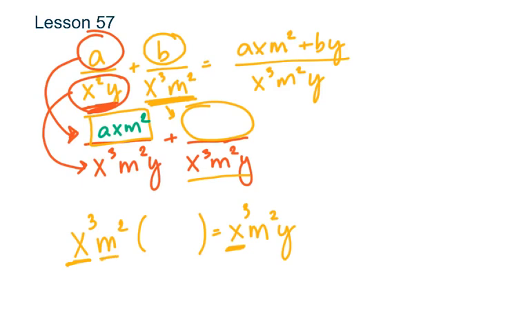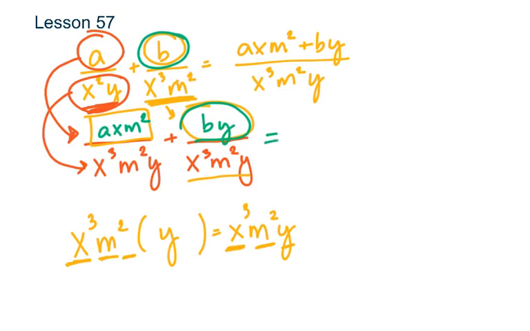Then as you can see, the m's started with an m squared and end up with an m squared, so those don't need to multiply by anything else. But I don't have any y's here, and I end up with a y, so that means I needed to multiply it by a y to get that new denominator. So that's what I'm going to multiply this original numerator by to get my new numerator here. So I had a b, and I just need to multiply that by a y.